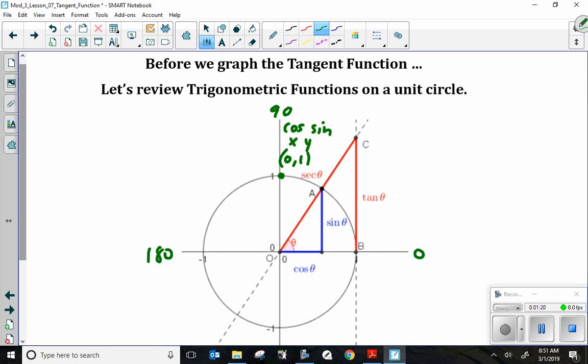So, at any one of our quadrantal angles, which is any angle that's exactly a 90-degree increment, 90, 180, 270, 360, whatever, you can look at this coordinate and its x value will always represent the cosine of that angle. So the cosine of 90 is 0. The sine of 90 is the y value, which is 1. All right?